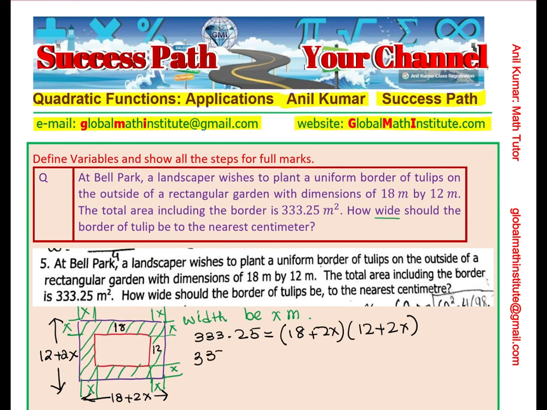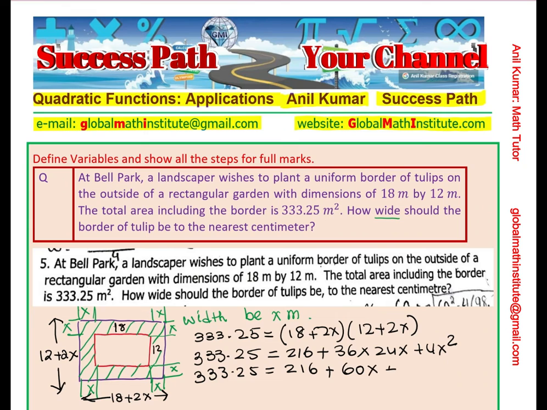Let's do it. We have 333.25 equals, using a calculator, 18 times 12, which is 216, plus 18 times 2x, 36x, plus 2x times 12, 24x, and 2x times 2x, 4x squared. So we have 333.25 equals 216 plus 36x plus 24x, which is 60x, plus 4x squared. That's the quadratic equation we need to solve. Let's bring all the terms together: 4x squared plus 60x plus 216 minus 333.25 equals 0.